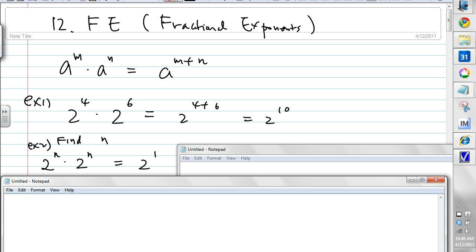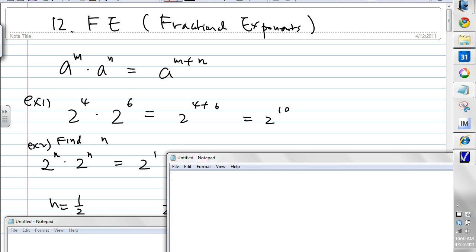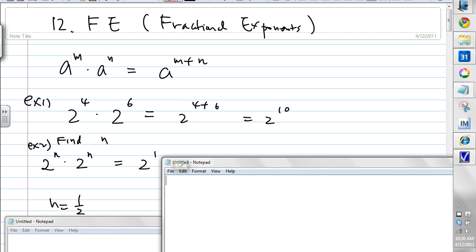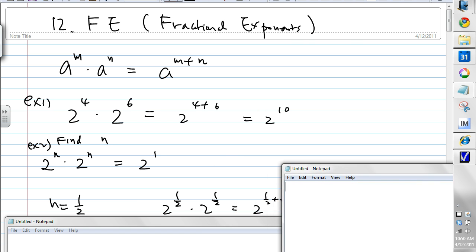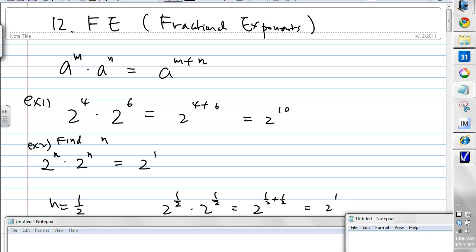Think about this. Everybody try. Go ahead. I'll give you time. Oh, you guys already figured it out. Okay, you guys are correct. It is half. n is half because 2 to the half times 2 to the half, what's half plus half? 1. Isn't that what you get?